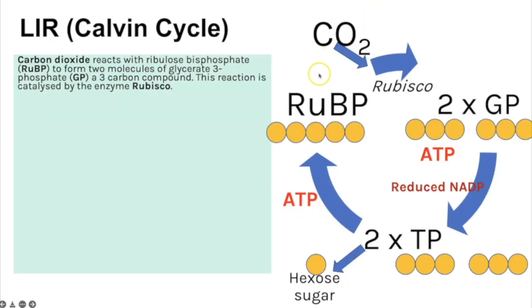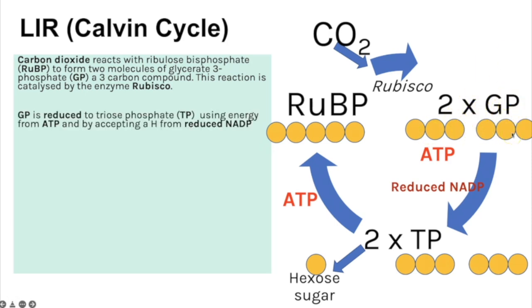The first part of the cycle we'll look at is how the carbon dioxide enters the cycle. So carbon dioxide reacts with RuBP, and that is a 5-carbon compound. All of these yellow circles are representing carbon molecules. So we can see we've got a 5-carbon compound reacting with carbon dioxide, which only has 1 carbon. That would result in a 6-carbon compound, but actually it's unstable, so it splits into 2 3-carbon compounds, and that's our GP. So we have 2 lots of GP.